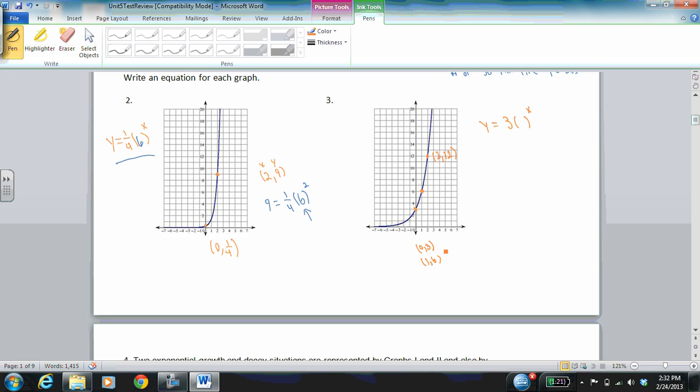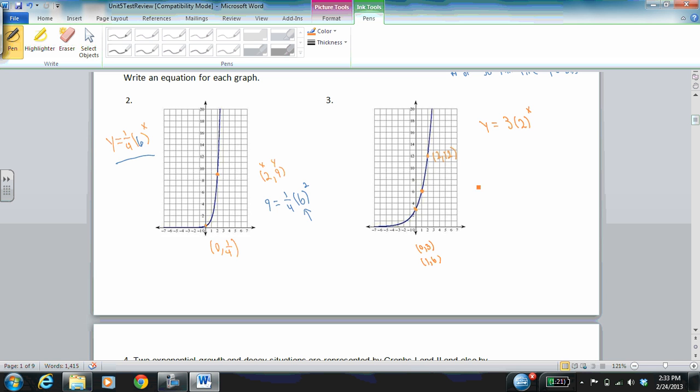So we can ask what's the common ratio? And it looks like to get from 3 to 6, I multiplied by 2. To get from 6 to 12, I multiplied by 2. So that's probably 2 to the x.